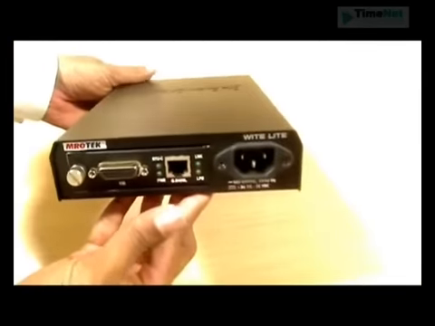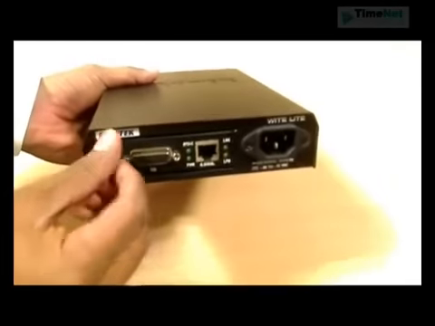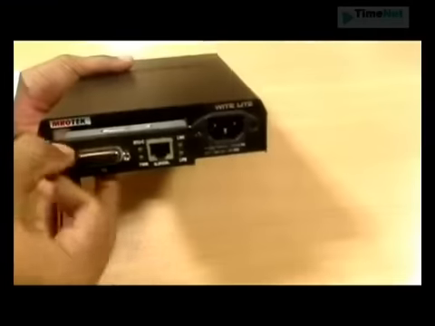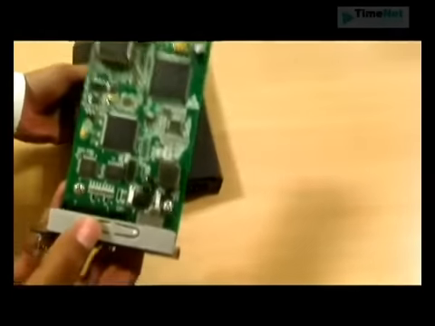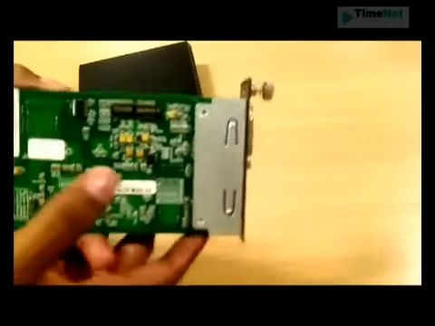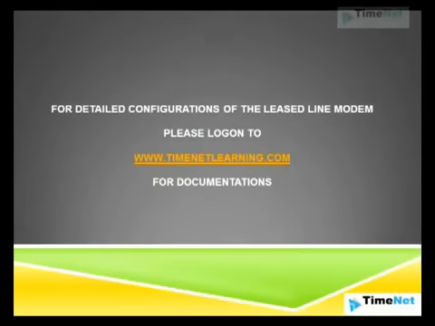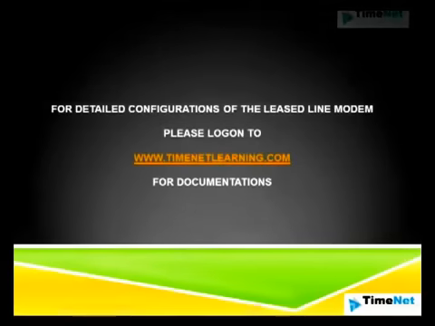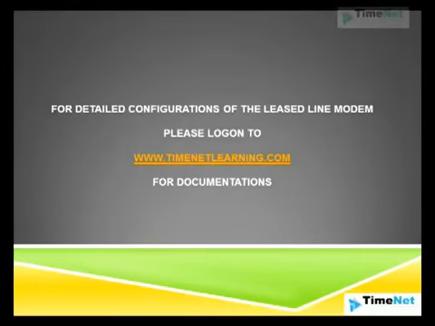If you want to configure or see the line card which is used in this modem, you can unscrew the card and have a look at it. The configuration of this modem is based on two switches on the V35 line card. These switches are called dip switches. You can see them right here. The on-off status of these switches will determine the working of the modem. For detailed configurations of the modem, you can log on to www.timenetlearning.com. You can find the documentations there. Now we can screw the card back to the modem.